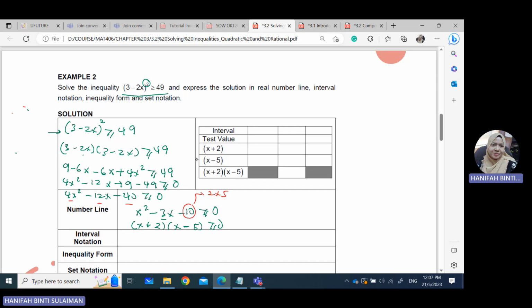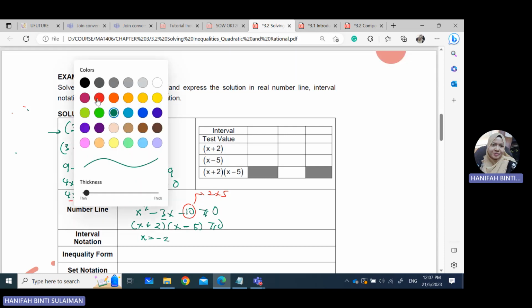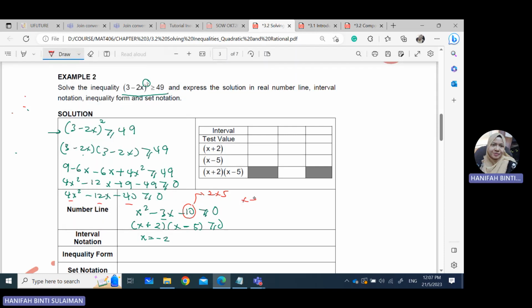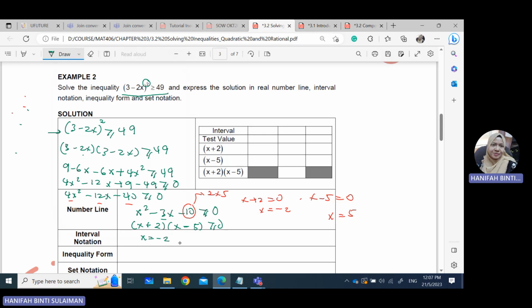So the values of x, it can be x negative 2. So macam mana you dapat x negative 2 ni adalah daripada x plus 2 equal to 0. So here we have x equals to negative 2. So for this one, x minus 5 equal to 0. So here we have x equals to 5. Okay, sebab kita nak cari boundary dia dekat mana. Okay, so x is negative 2 and x is 5.